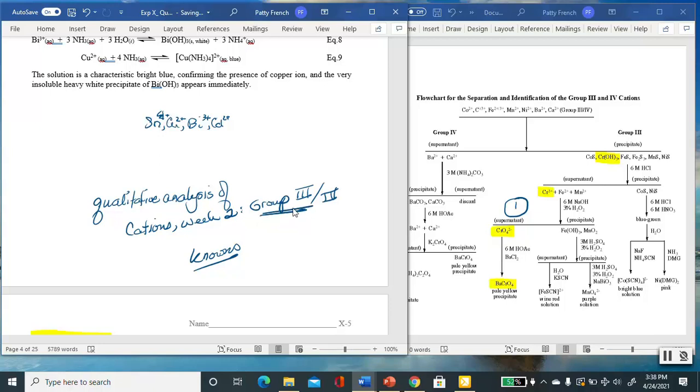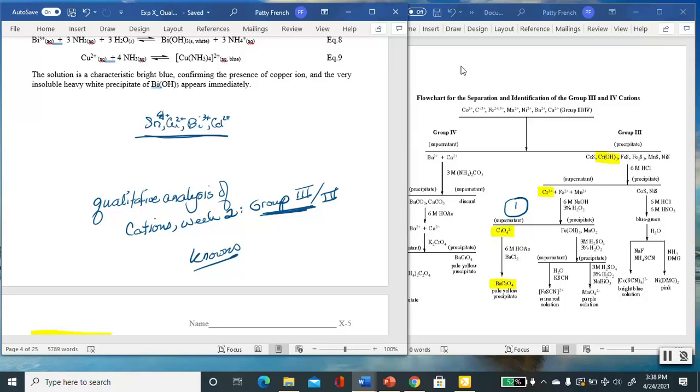So initially, you're going to be given a known solution of group 3 and 4 cations, and it's going to have a certain pH. This pH is the same that we started out with in group 2. So we're going to adjust it a little bit to help with the precipitation of some of our cations.